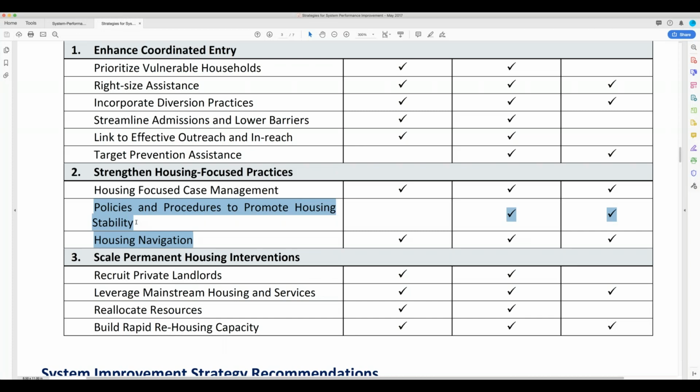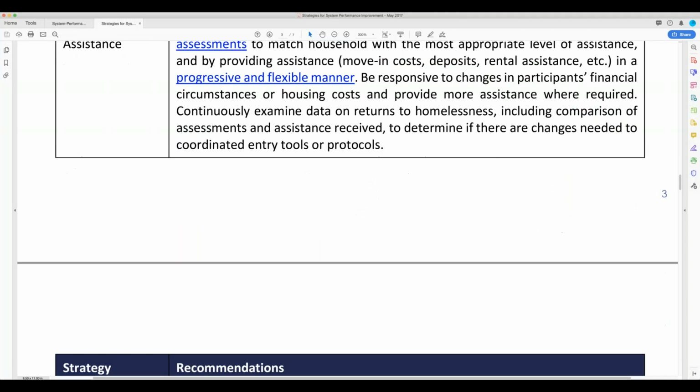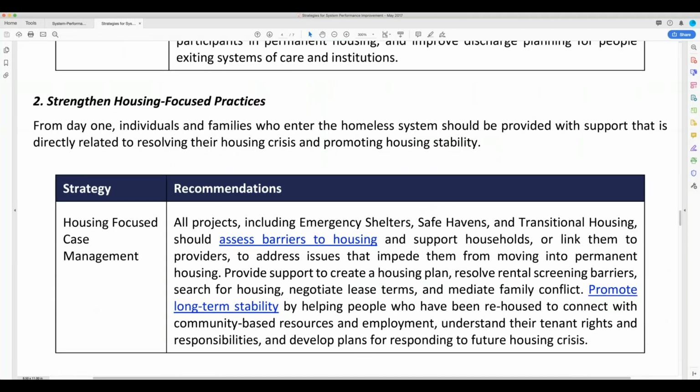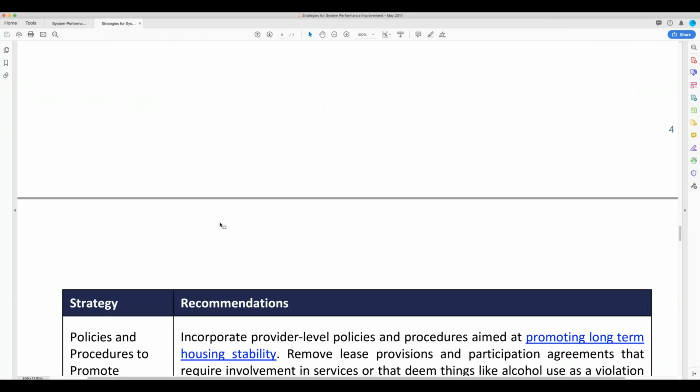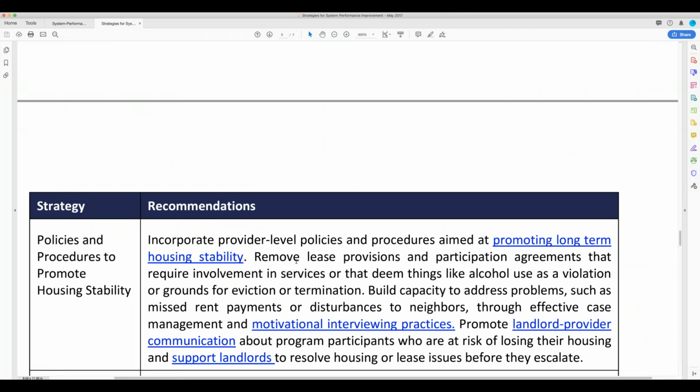Okay. Policies and procedures to promote housing stability. Okay, this again goes along with lowering the barriers, but it also may go along with the scale permanent housing interventions piece on reallocating resources. And let's scroll down to this one on policies and procedures. You can see that there's a breakout below this that's talking about every single one of these options. Now, this is some of the things that they're talking about here.